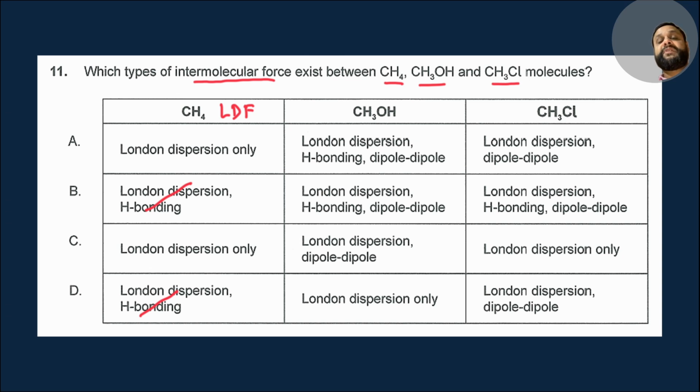Let's move to methanol. So we know methanol should have hydrogen bonding in addition to London dispersion forces and dipole-dipole. So let's read option A. London dispersion forces, hydrogen bonding, dipole-dipole. Yes. Let's go to option C. London dispersion forces, dipole-dipole. No. So that leaves us option A as the answer.